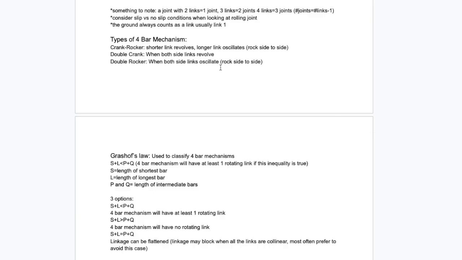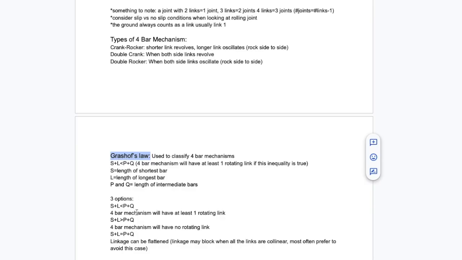Double crank is where both of the links are going to be revolving. Okay, easy enough. The connecting bar is transmitting the rotating motion from one to the next. Then double rocker is when the connecting bar is transmitting the rocking motion from one to the next. To figure out what type of motion you're going to have, you're going to use Grashof's law, okay?